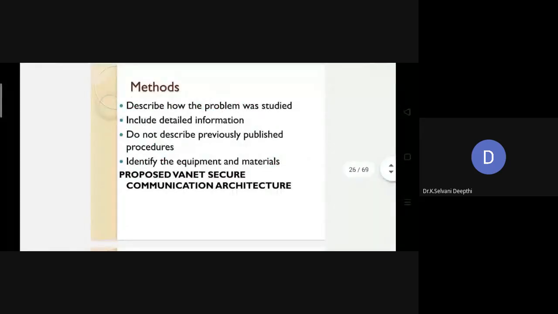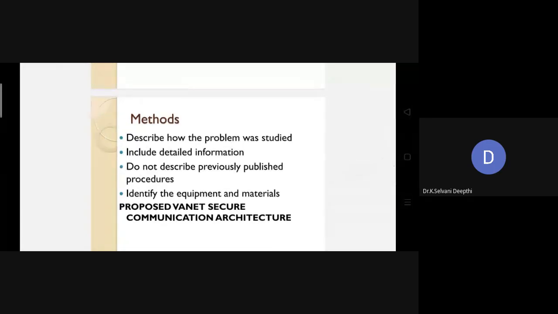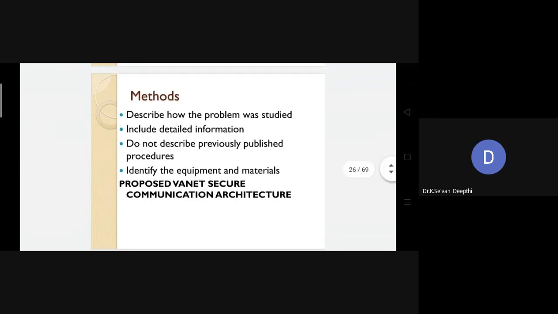Okay, next, methods. This is very, very important. First is title, abstract, keywords, after that introduction, after that roadmap, after that related work, after that methods. To solve all the problems we have in the research going on now, what methods you are proposing, that is called methods.